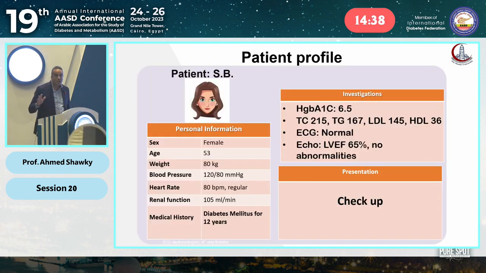Let's take a patient coming for a follow-up. If you look at this patient, she's 53, she's young. She's diabetic for 12 years. She's well controlled. You can see the hemoglobin A1C is 6.5, normal ECG, normal echo. The LDL is 145. The triglycerides are 167. First question that comes into mind, what is the problem?